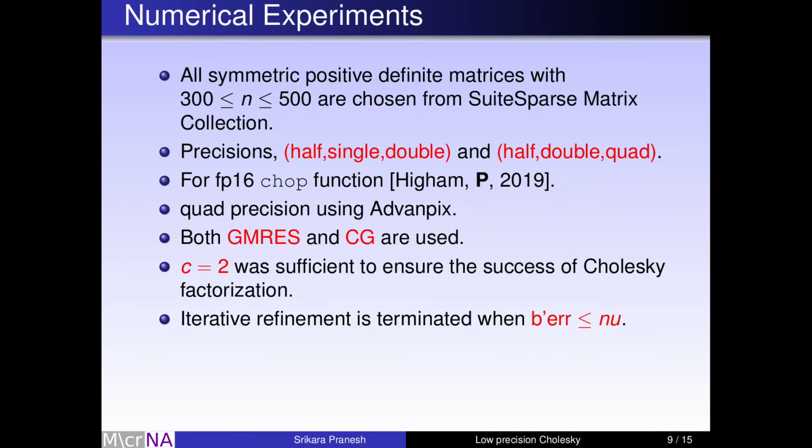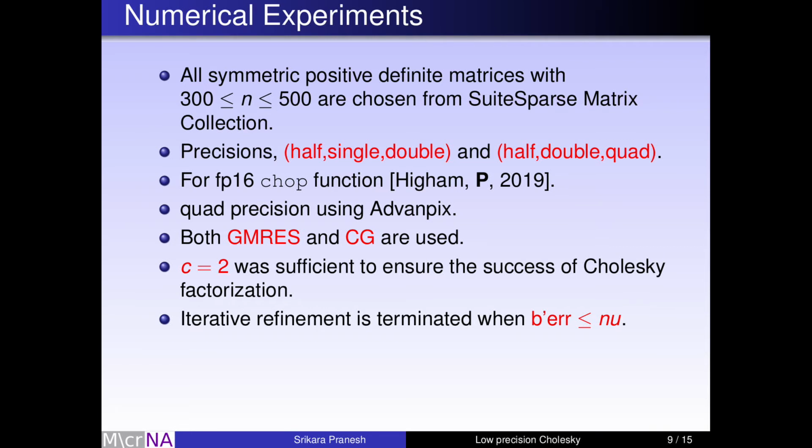Okay, so to explore this idea of solving a linear system using a symmetric positive definite linear system, I chose matrices from the SuiteSparse collection. The sizes of the matrices are pretty small, but we were testing out the numerical properties of it. The three precisions which we have used are half, single, double. That is, factorization in half, the matrix is given in single, and then you compute the residual in double, and similarly for half, double, quad as well.